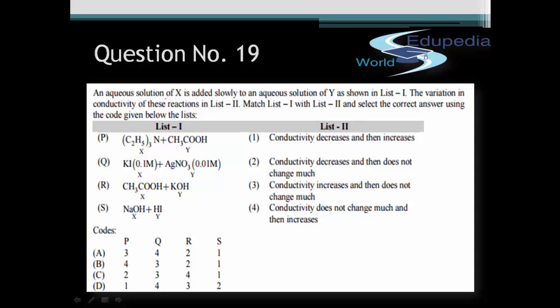It says that an aqueous solution of X is slowly added to an aqueous solution of Y, and then we have been given some solutions, that is P, Q, R and S. Okay, and we have to match this list with the conductivity data which is given in list 2. So this question is from the topic of conductometric titrations.